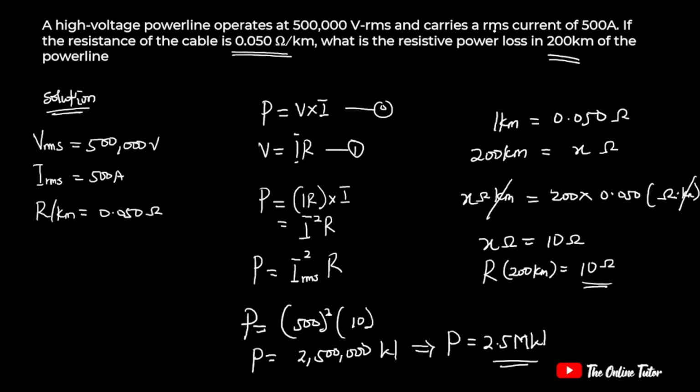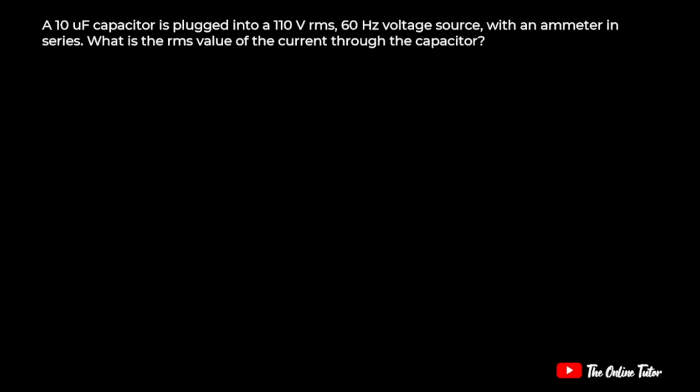Let's go ahead and look at the second example that we have. Alright, so a 10 microfarad capacitor is plugged into a 110 root mean square voltage, 60 hertz voltage source, with an ammeter in series. What is the root mean square value of the current through the capacitor? So let's write down our solution.